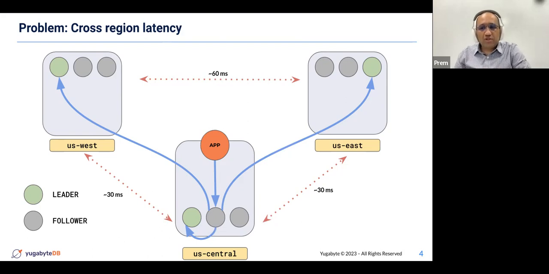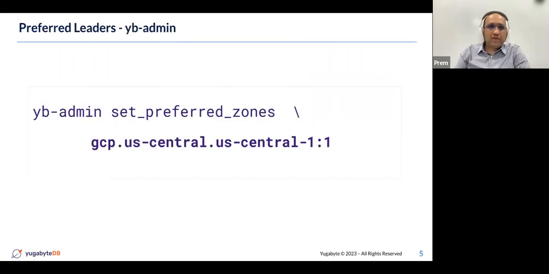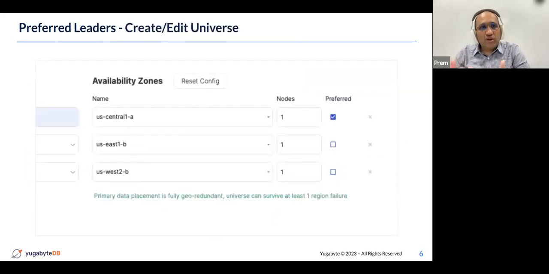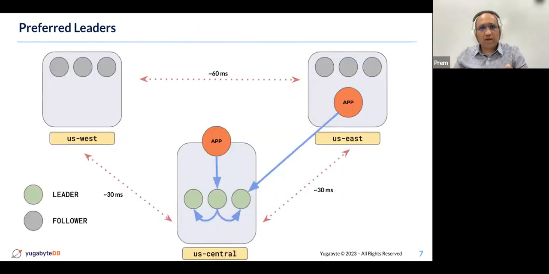We have a feature called preferred zones. Let's see how to use that. You can set up the preferred zones using our YBadmin CLI tool. Right now, in this example, I've set it to US Central. You can also set it when you create the universe from the platform UI. And this can also be set after you had created the universe using the edit universe feature. The effect is almost instantaneous. It typically takes less than 10 seconds for the new leaders to be elected, because there is no data movement.